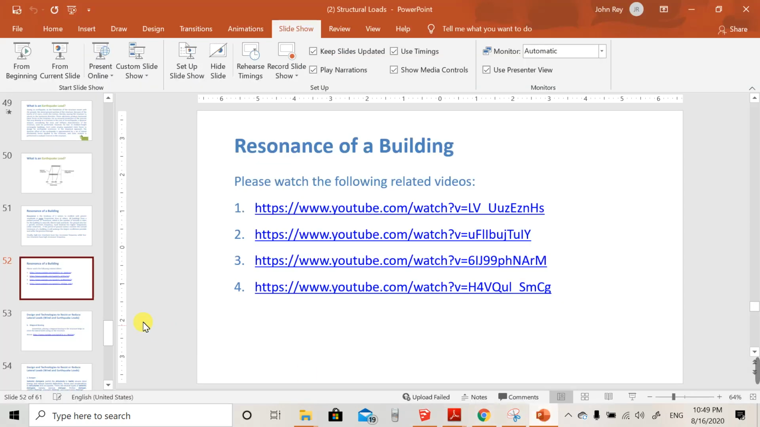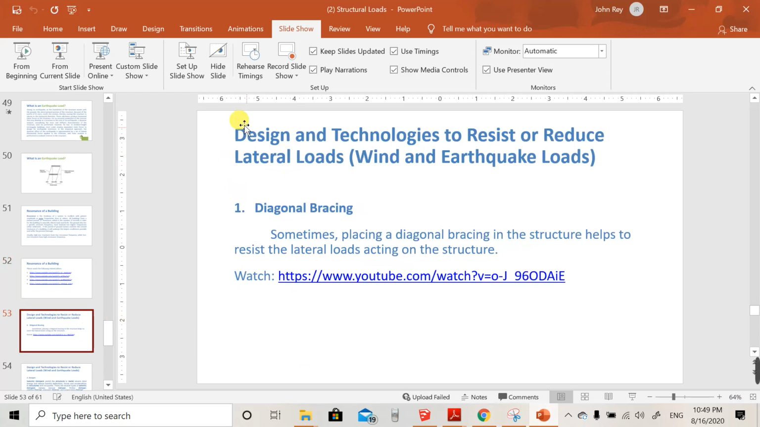Next slide. So, design and technologies to resist or reduce the lateral loads. Una, diagonal bracing. Sometimes, class, placing a diagonal bracing in the structure helps to resist the lateral loads acting on the structure. Napakasimple lang nitong design, class, diagonal bracing. Because of those bracing, nagiging mas rigid yung structure natin.